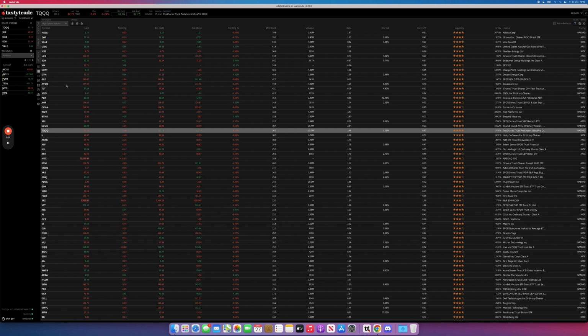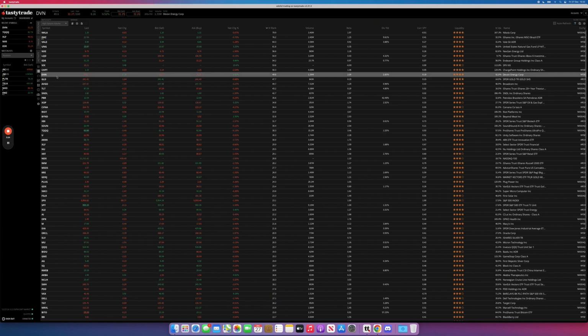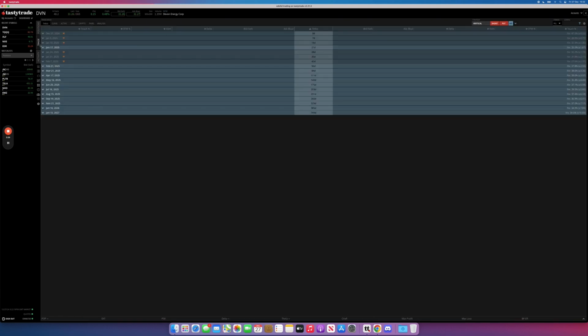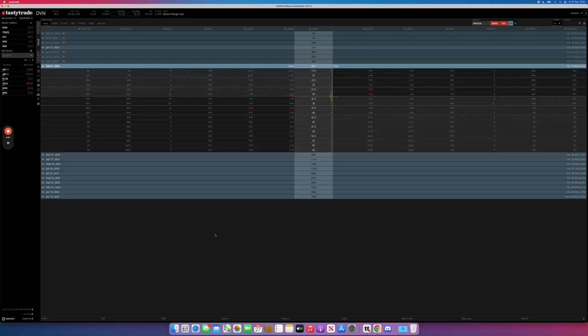And straight away, DVN is what is standing out to me. It's trading at just over $31. It has an IV rank of 49.6, an absolute IV level of 32%, and I think it's worth taking a closer look. So if we go over to the trade tab, we can now simply select the expiration date that we've already chosen, which is February 21st, and we'll now be presented with the options chain.